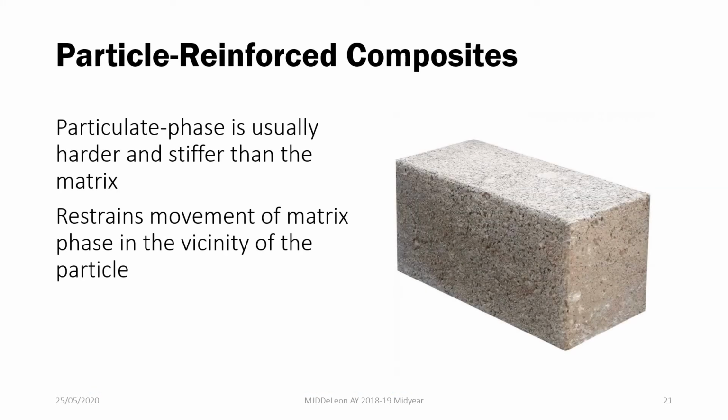For composites, the particulate phase is usually harder and stiffer than the matrix, and this restrains the movement of the matrix phase in the vicinity of the particle, increasing the strength of your material.